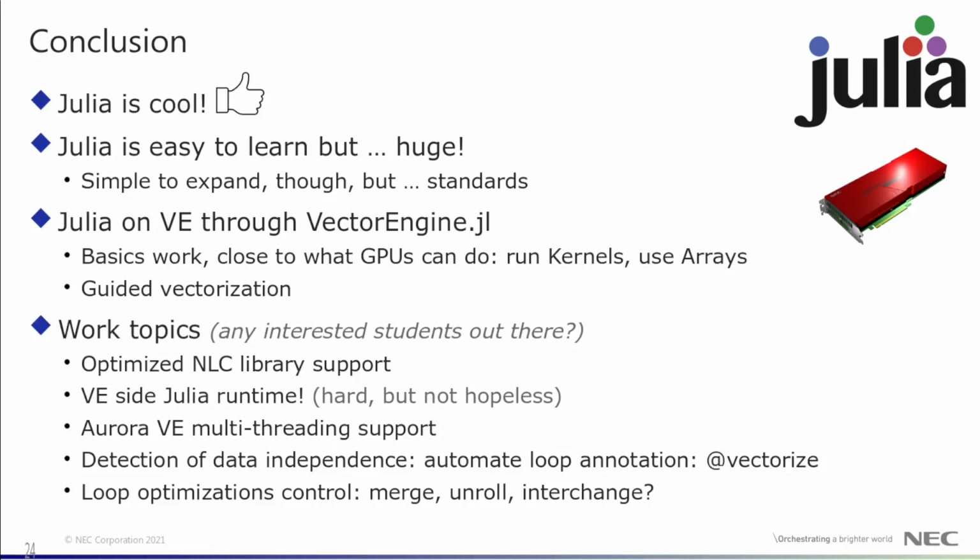Then there is the task of data independence detection, which could lead to automated loop annotation with Vectorize or some other way of signaling the vectorizer that it's safe to vectorize loops. And finally, I'm dreaming of loop optimization control. There's a lot of potential in doing loop changes like merging, unrolling, interchanging loops. And with this, thank you for your attention.